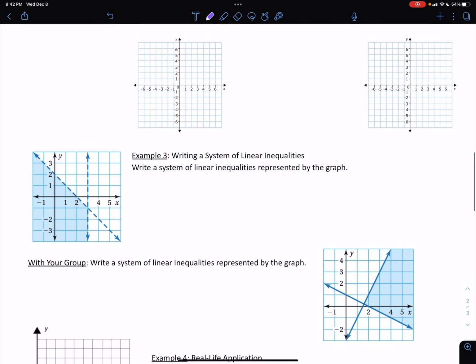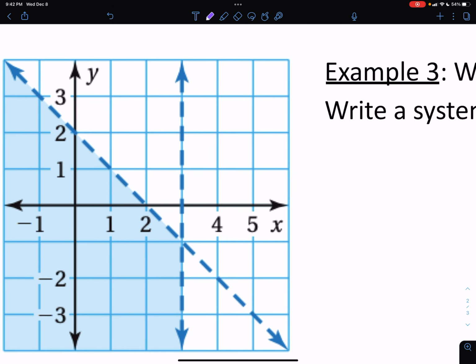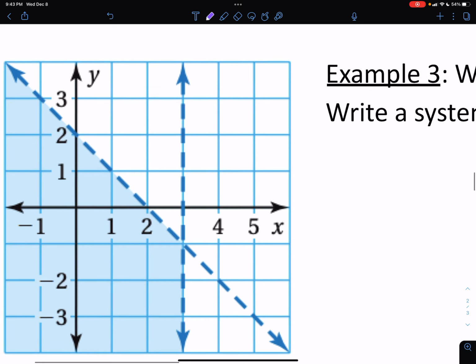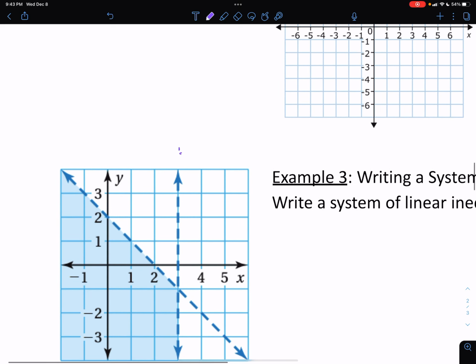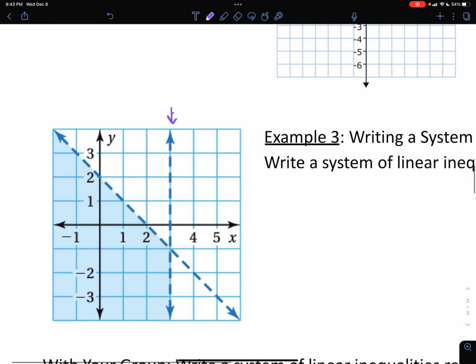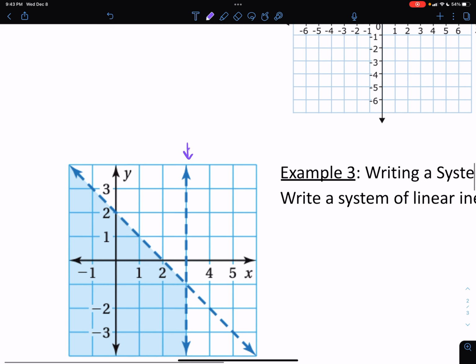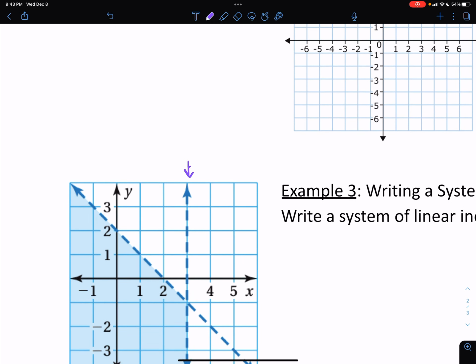So now we're going to kind of work backwards here. We're writing a system of linear inequalities represented by the graph. So we're given this graph, and I have to come up with the inequalities that go with it. Let me come up with this one first. I think this one's a little easier because it's a vertical line. It looks like a vertical line at 3, so it's going to be x equals 3, or x something 3.